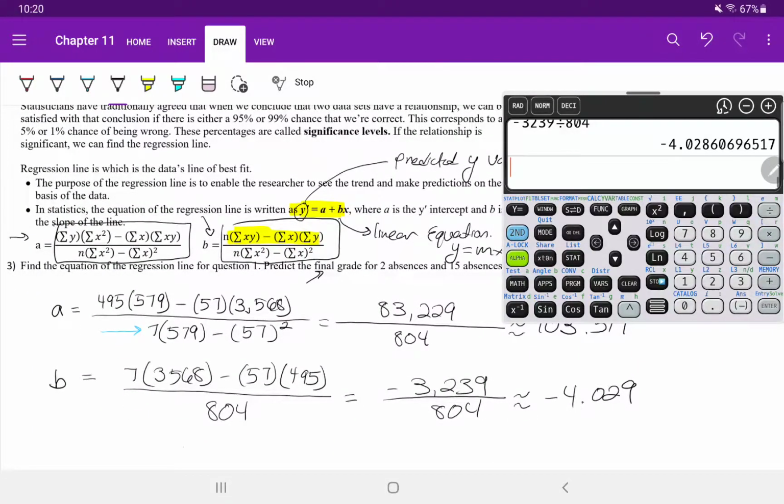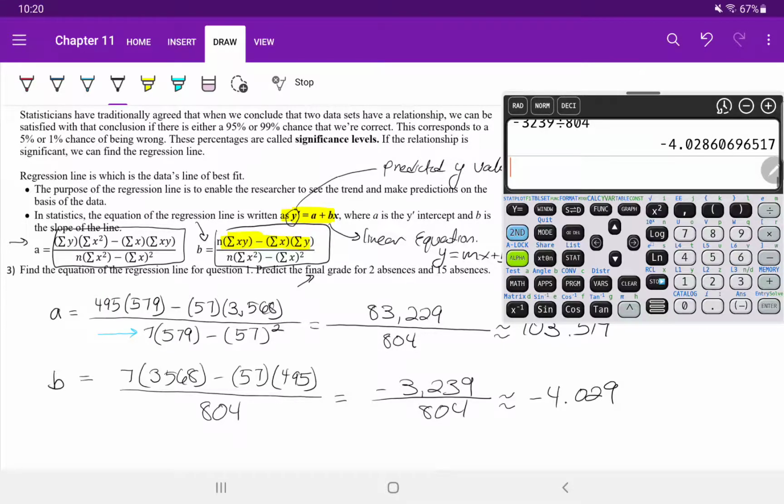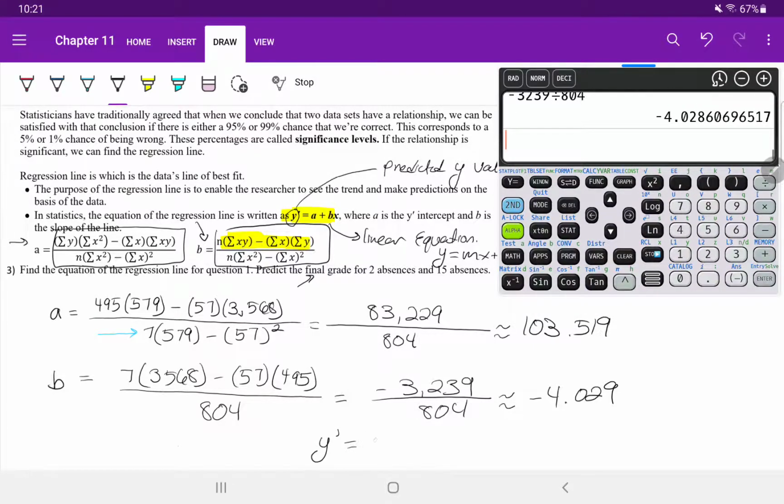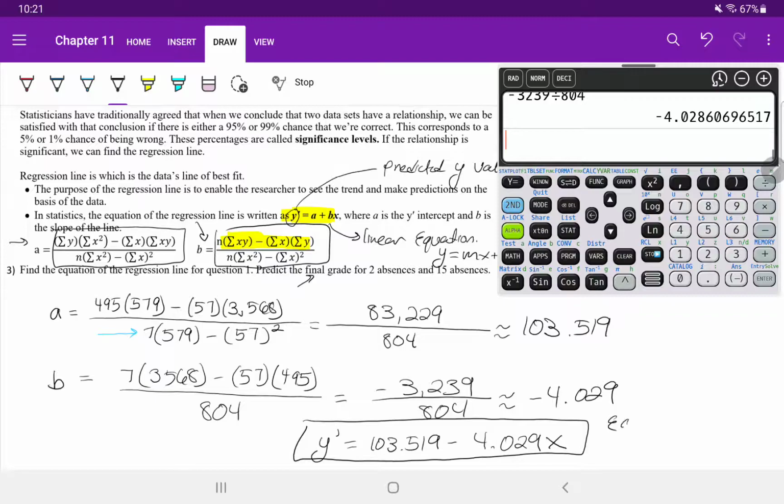Therefore, the equation of my regression line is going to be my predicted y value equals A, which is my predicted y-intercept. That is going to be 103.519 minus my slope. In this case, it was supposed to be plus, but because the slope is negative, I'm going to put minus 4.029x. That is the equation of my regression line.